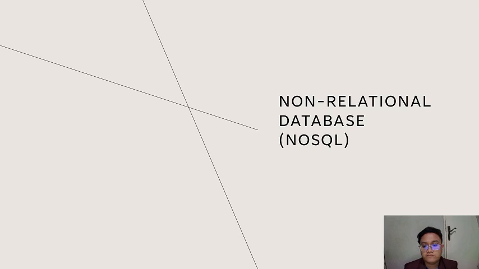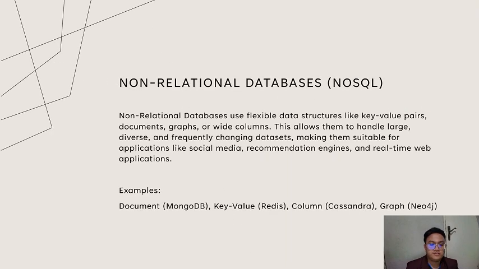Okay, next up, what is a non-relational database, or NoSQL? A non-relational database uses flexible data structures like key-value pairs, documents, graphs, or wide columns. This allows them to handle large, diverse, and frequently changing datasets, making them more suitable for applications like social media, recommendation engines, and real-time web applications. Some examples of NoSQL databases are MongoDB, Redis, Cassandra, or Neo4j.